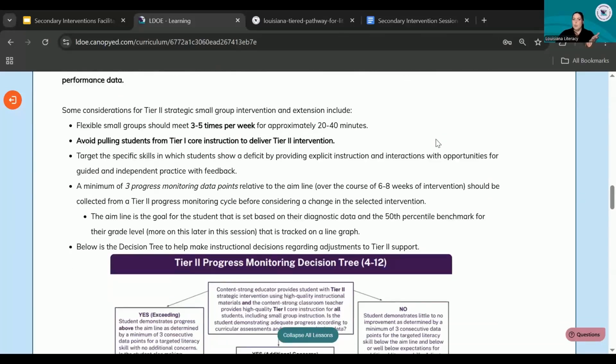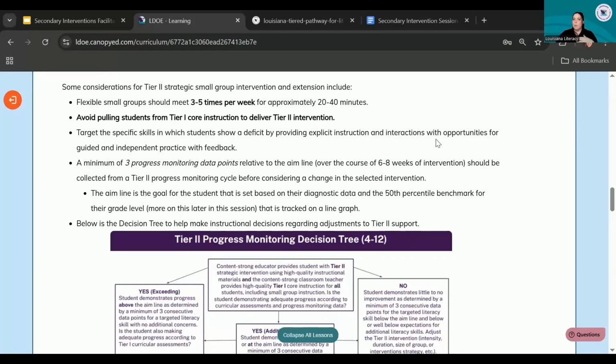For tier 2 students, you want to meet with them about 3 to 5 times a week for roughly 20 to 40 minutes. And you want to, at all costs, avoid pulling them from that core instruction, because remember, they're all entitled to that 60 minutes of core instruction. So this should be happening outside of that block.